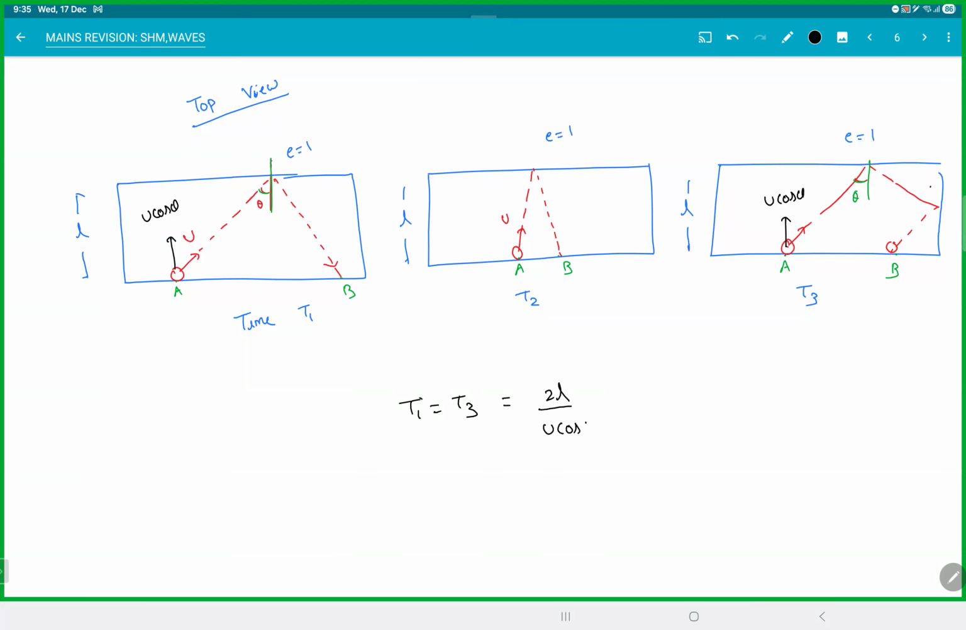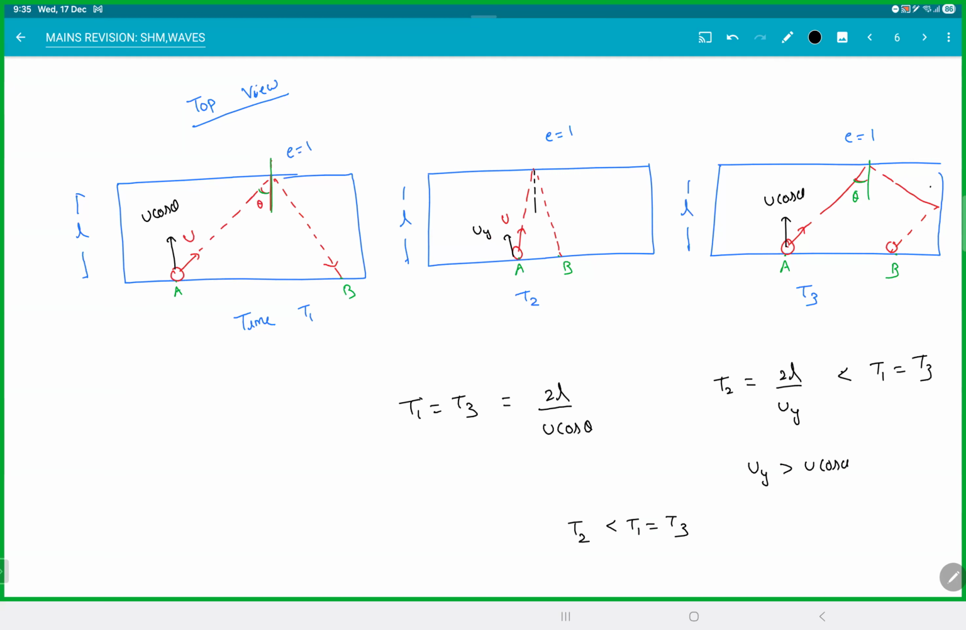Think about it. Because you're covering vertical distance, you are only interested in the vertical velocity. The horizontal component is useless. Is that clear, everyone? In the second case, because this angle is steeper, this component must be greater. So the time T2, which is 2L by uy, where uy is greater than u cos theta, must be smaller. So T2 must be less than T1 equal to T3. Clear with this?